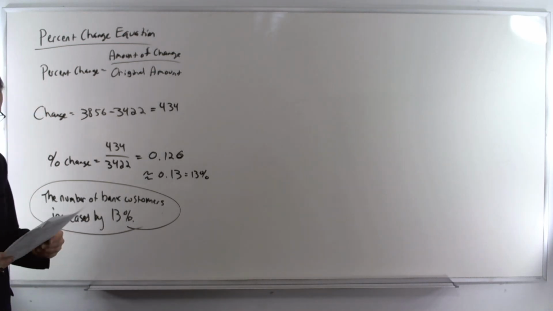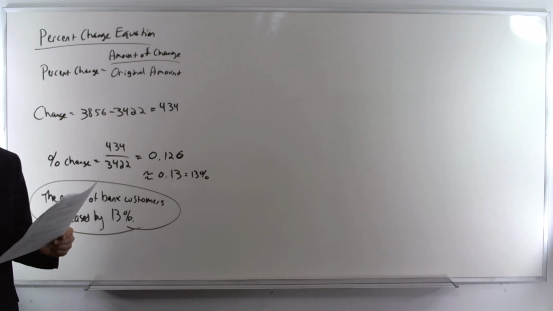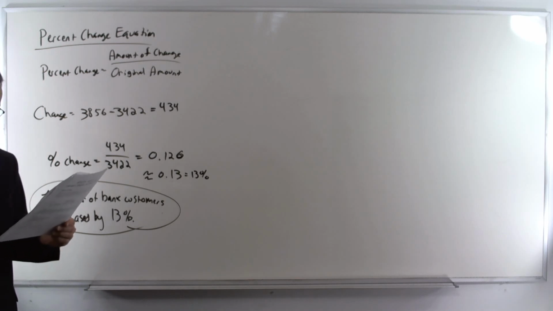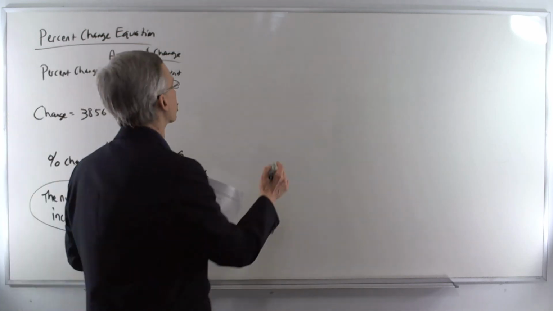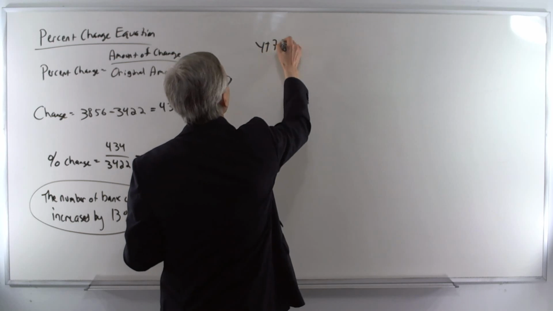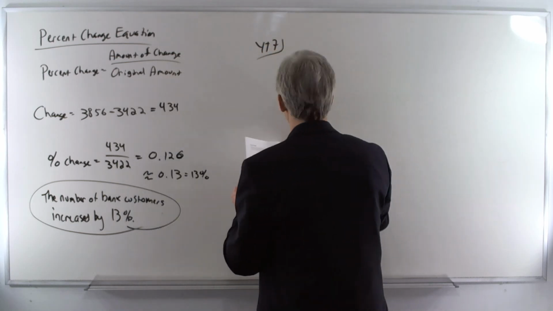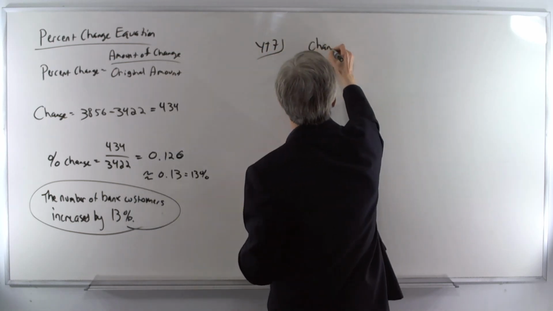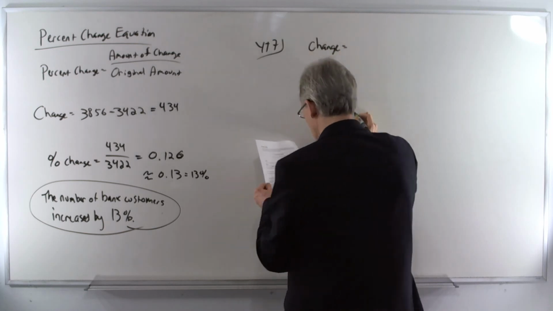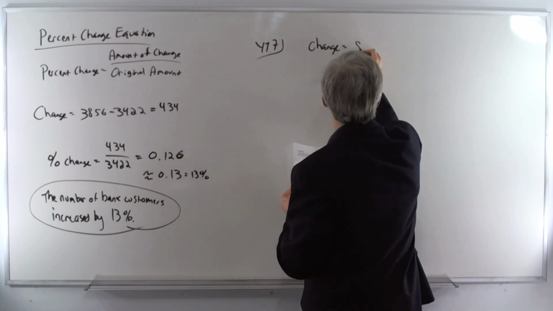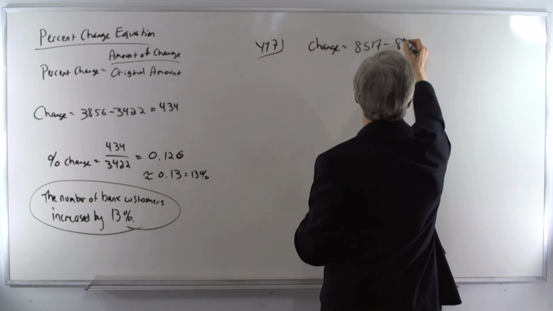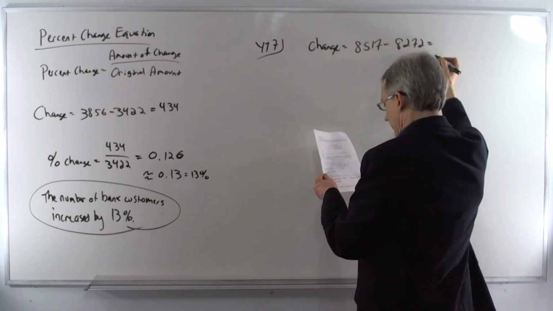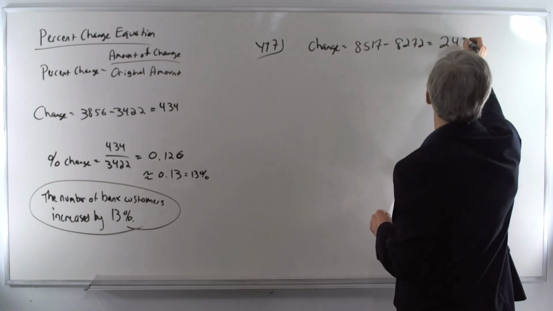Your turn, number 7. The number of students at Westlake Community College fell from 8517 to 8272. What is the percentage decrease? So we'll calculate the change first. 8517 minus 8272. And for that we get 245.